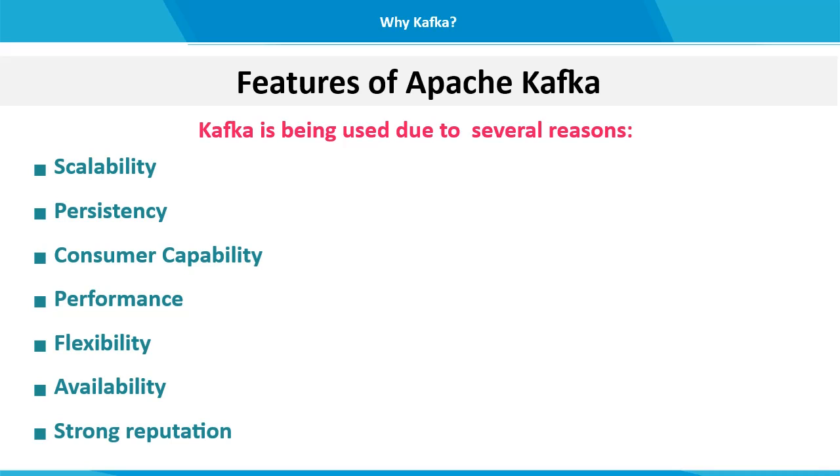Now next reason is flexibility. Kafka is designed to interface with a variety of systems. Availability. Kafka provides high availability through load balancing and data replication. Next reason is strong reputation. Kafka is used by leading companies, high-profile organizations such as LinkedIn, Netflix, Twitter, Spotify, Uber, and many others.